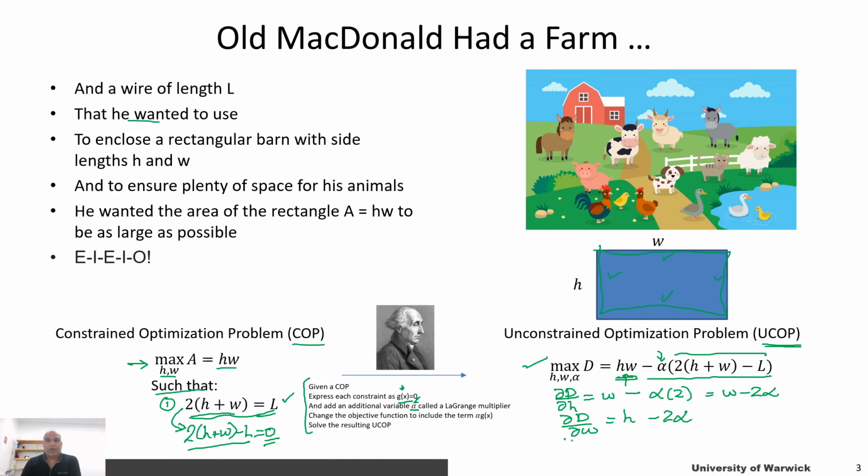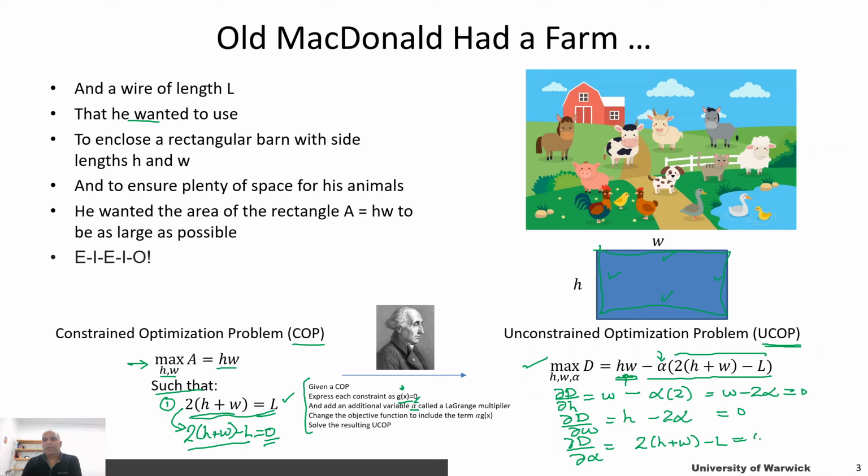Okay, and now, because there are 3 variables, you also need to take the derivative of this modified objective function, which is called the Lagrangian, with respect to alpha, which comes out to be 2 times h plus w minus L, and we set each one of them equal to 0.